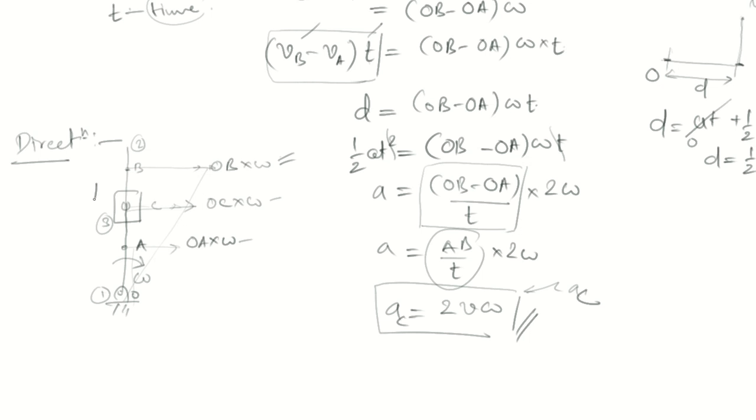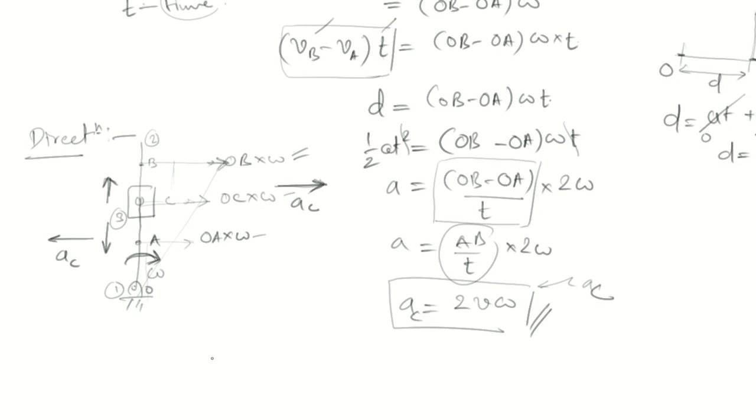Now if the slider moves up, its velocity is increasing. That means the object is accelerating along the direction of velocity, that is, in this direction. So if link 2 is rotating clockwise and the slider is moving in the upward direction, then the Coriolis component will be in the right side direction. If the slider is moving downwards, the Coriolis component of acceleration will be in the backward direction.